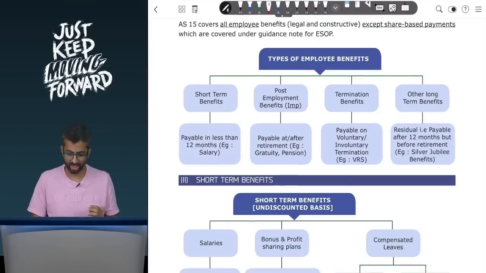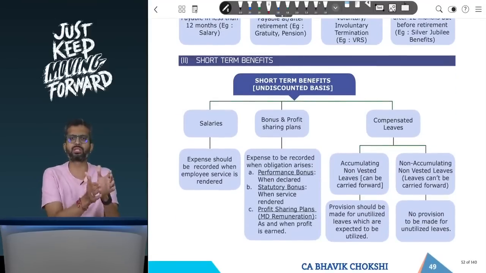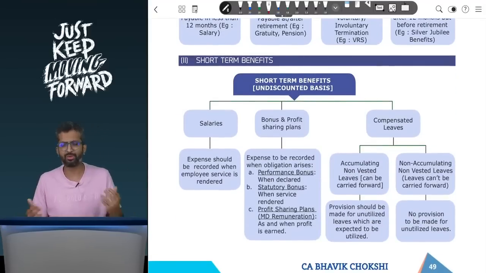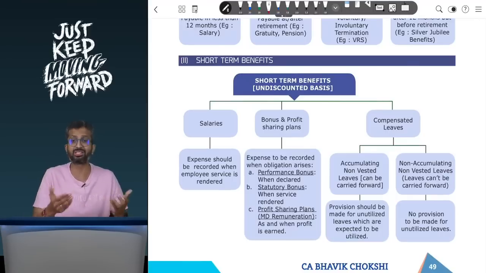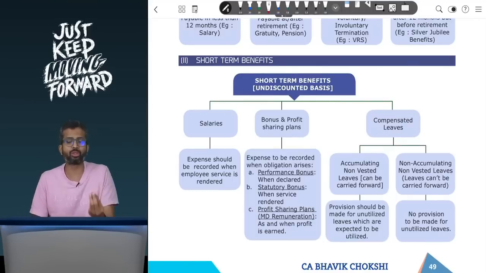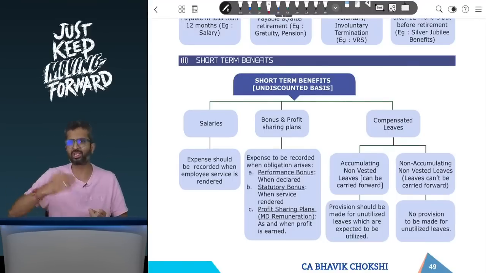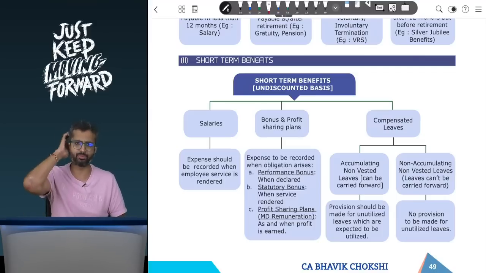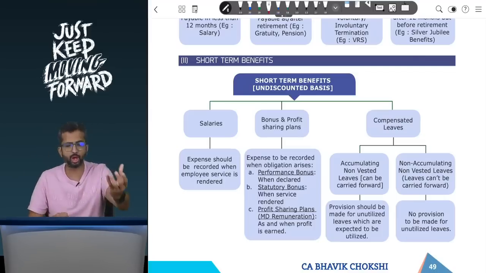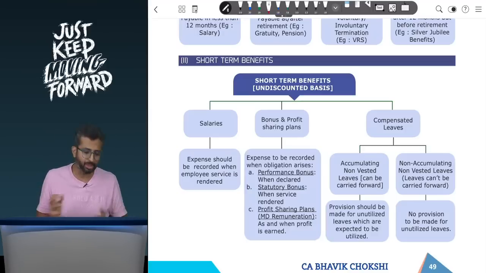So how will the accounting happen? Well, for each of them, let us say we first start with the short-term benefits. Short-term benefits can include something like salary. We'll record it as and when salary is incurred, service is rendered. Second, for bonus, as and when the obligation for bonus arises, like in a performance bonus when the bonus is declared. In case of other types of bonus like retention bonus, when you complete the specified period. Or there are some profit sharing plans where you have 5% of the net profit. So when the profit is earned, an obligation to pay to the managing director, for example, arises.